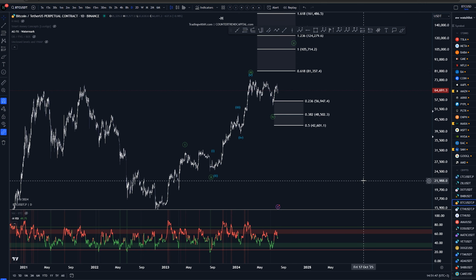0.618 around 81k and 1:1 105. Again, we don't need to be using these. Internal wave structure for myself would be way better, but again, that is one area of interest. For the wave 4, as we had this three-wave structure coming down, we only hit the 23.6, which entails a very bullish market. Okay, we don't need to be being too bullish.